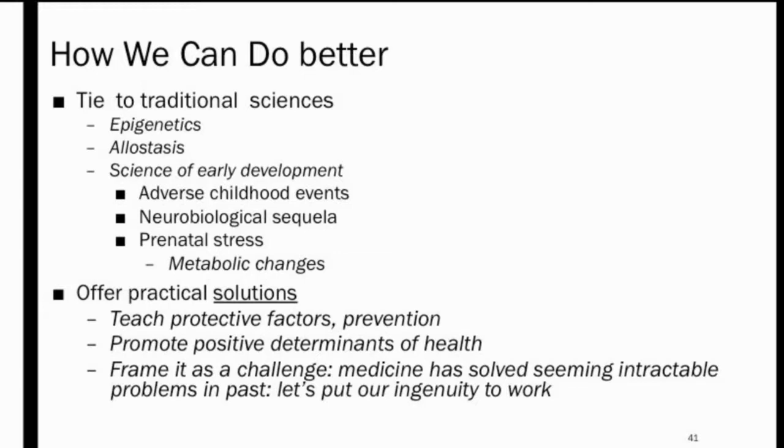We can tie together social determinants of health to the traditional medical sciences. So we can talk about how social conditions relate to gene expression or inhibition. We can talk about the neurobiological consequences of early life adversity, or about positive life experiences, about positive social environments and how those contribute to health.